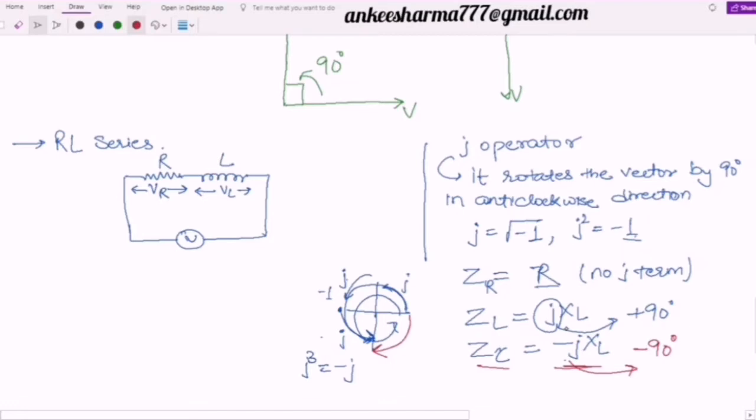That's why we have used it as minus j of Xc. Sorry, it is Xc, not Xl. So these are the three impedances that we will use when we have more than one combination. Is it clear?